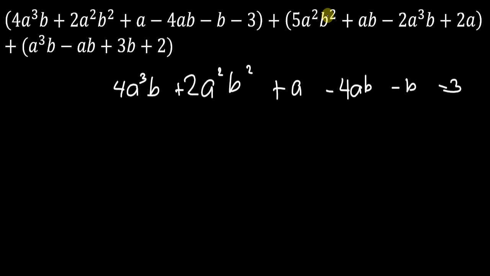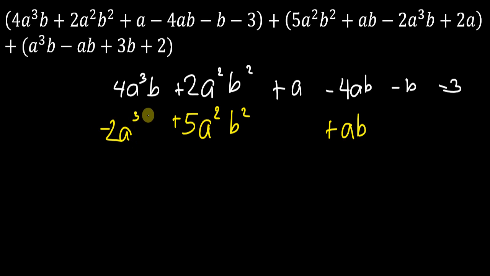So, ito, 5a square b square. So, nasaan siya nakatapat? Dito. So, dito, 5a square b square. And, susunod is yung ab. So, dito siya. So, positive ab. Lagyan natin ang sign to, positive. And then, next is 2a cube b. So, dito siya. Negative 2a cube b. Next is yung 2a. So, dito siya. Plus 2a.